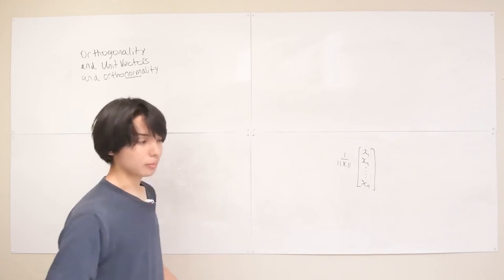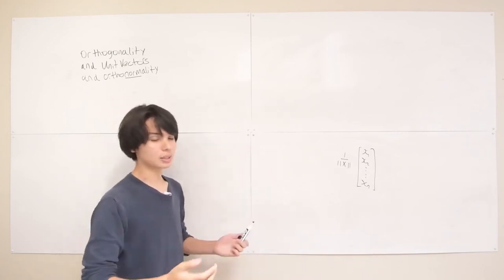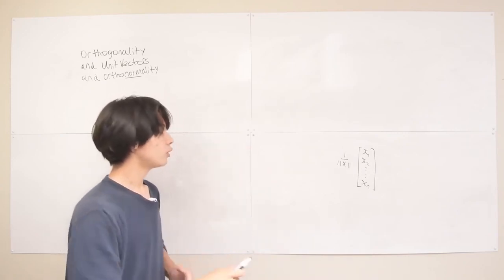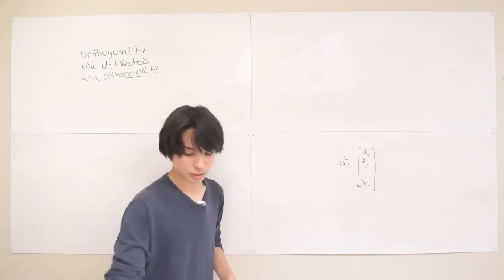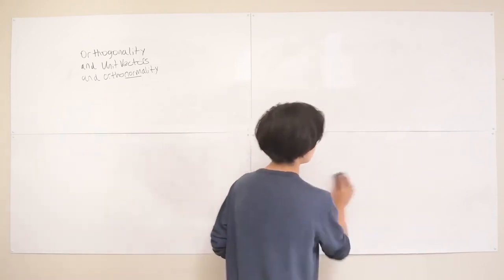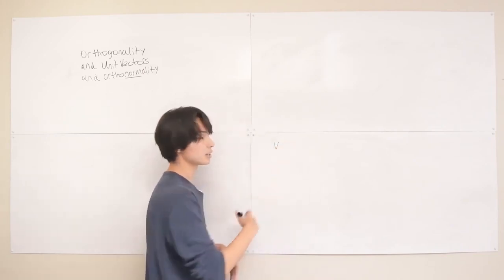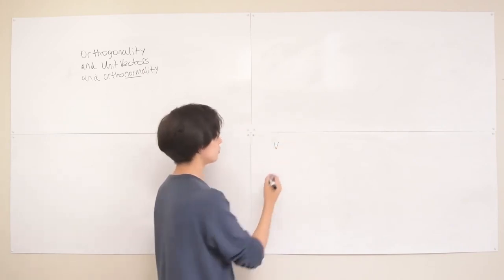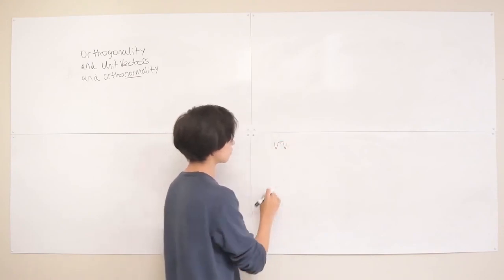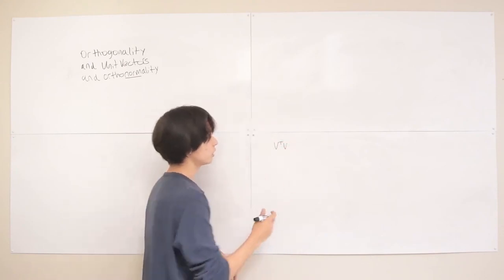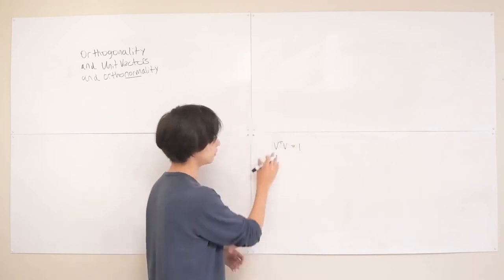Oh, and one more thing I want to mention about unit vectors that'll come in handy. It might seem a little random now, but let's start with an example. Say we have a vector v, and let's say v is a unit vector. If we do v transpose v, so we dot product it with itself, we get 1, always, if v is a unit vector.